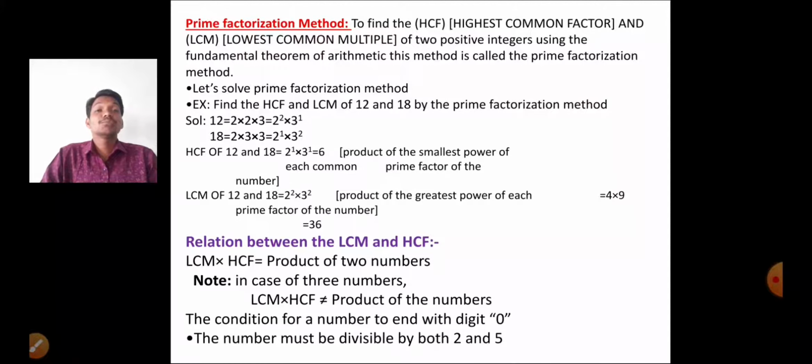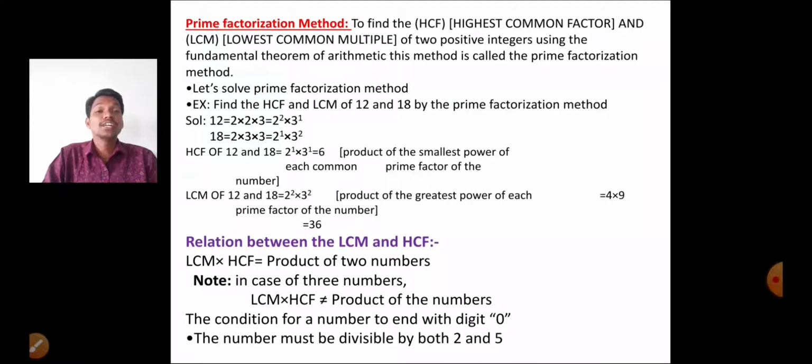For example, in the previous problem 18 and 12 are given. We get the LCM of 18 and 12 as 36, and the HCF as 6. So 36 into 6 is 216. And the product of the two numbers, 18 into 12, is also 216, the same as that number.